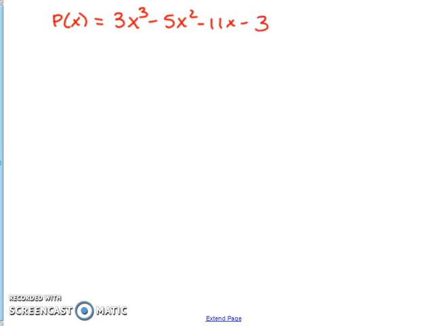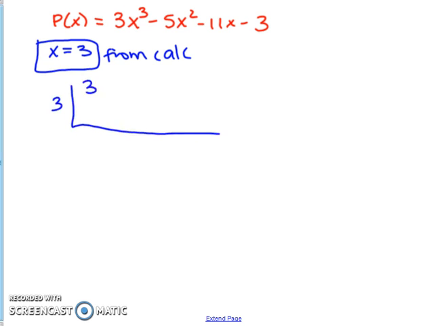So if we put that in the calculator, you can use whichever zero you want to use. Now there's more than one way to do this, so I'm just going to use 3. So if you graph this, you'll see it crosses at 3. So I'm going to use 3 for synthetic division. So I'm going to put a 3, a negative 5, a negative 11, negative 3. So that 3 comes down, I multiply it, I get 9. I add it, I get 4, I multiply it, I get 12. I add it, I get 1, I multiply it, I get 3. Add it, remainder of 0.